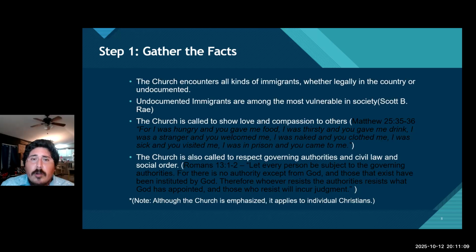Step one. Here we start the first step of the 7 step journey: we gather the facts. Some of the facts are that the church encounters all kinds of immigrants, whether they are legally in the country or not. Undocumented immigrants are among the most vulnerable in society, and the church is called to show love and compassion to others. Also, the church is called to respect governing authorities and civil law and obey social order.